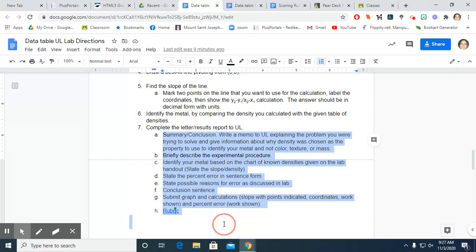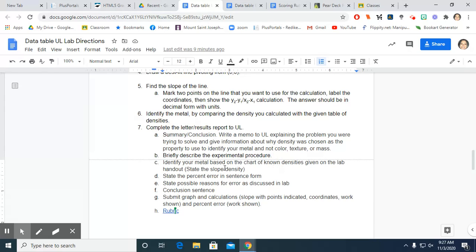Lastly, your report is really just going to be a letter back to Underwriters Laboratory. Explain all these things. Don't forget to answer this question in A. Why did you use density instead of color to identify the substance? Explain the procedure in 2 sentences. It's not a lab report, it's just a letter, so 2 sentences will cover it.